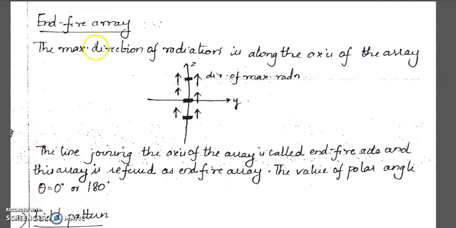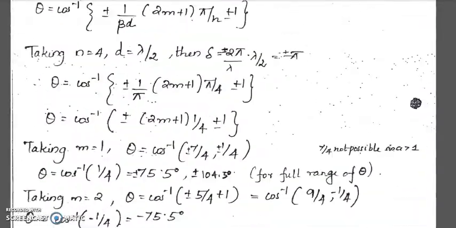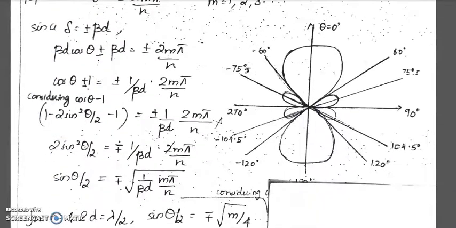Here, the antenna elements are placed along the Z axis. Okay, that is the array axis. So what about the direction of maximum radiation? For the Endfire Array, it is along the Z axis. Then only we can say that the direction of maximum radiation is along the array axis. So this is the radiation pattern.